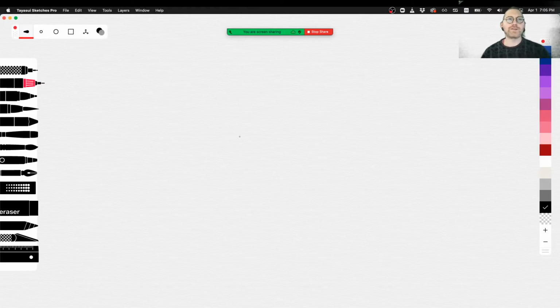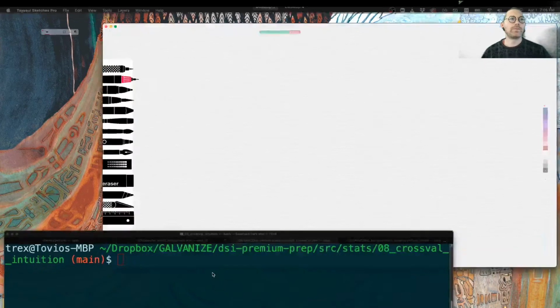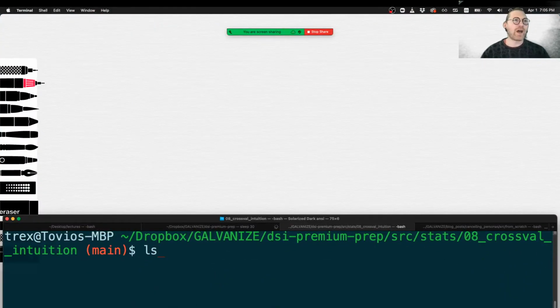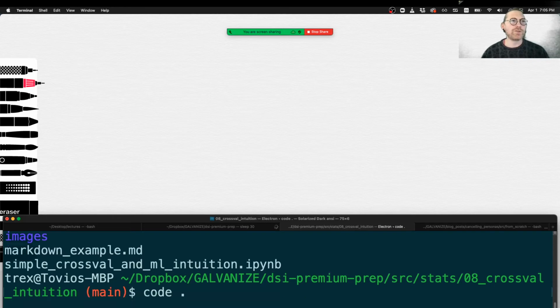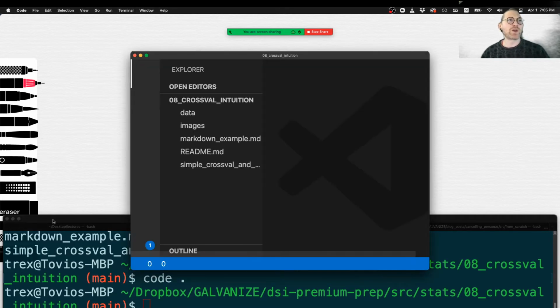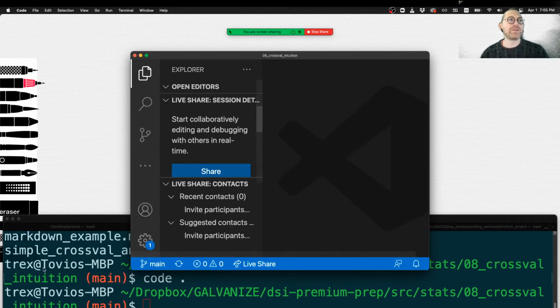So I've got a couple files in here, right? I've got this markdown example.md, and then I've got this Python notebook. And you can tell when I say Python notebook, it's the same thing as a Jupyter notebook. We used to call them Python notebooks. Now we call them Jupyter notebooks. It's the same thing. But they have this extension IPYNB. So I'm going to just code. I'm going to open this Markdown example file that's sitting here.